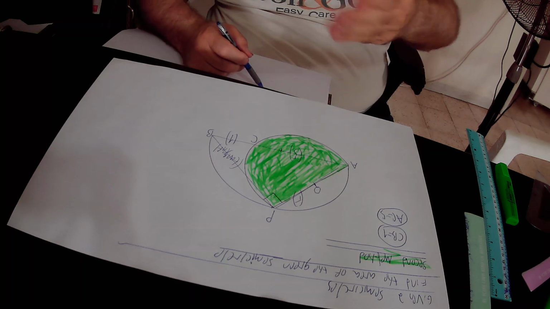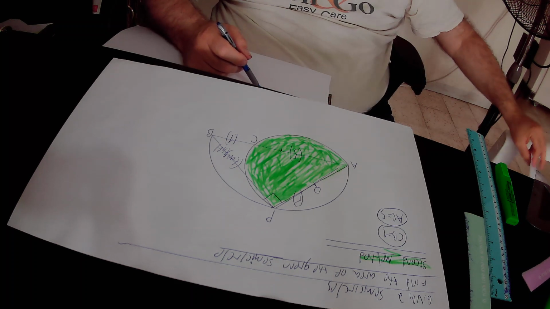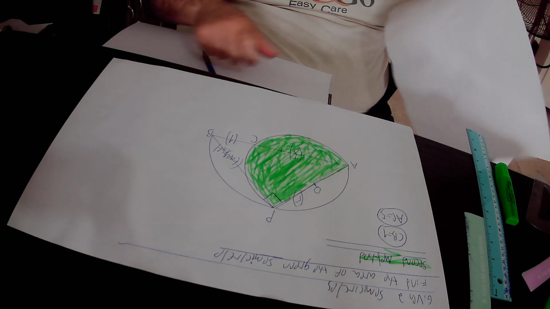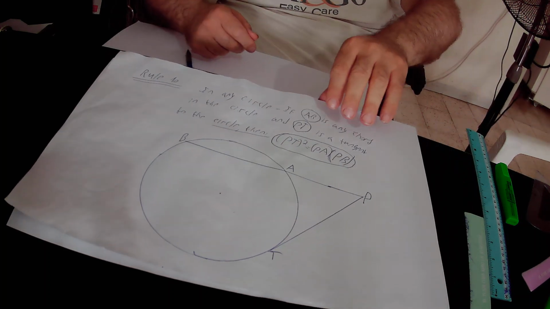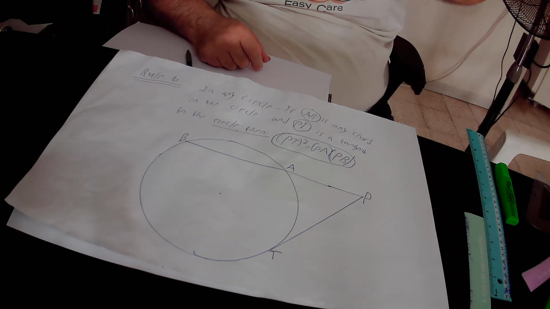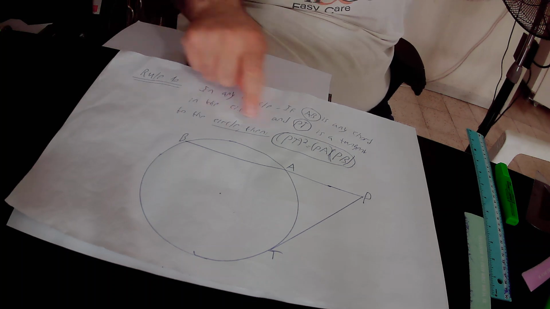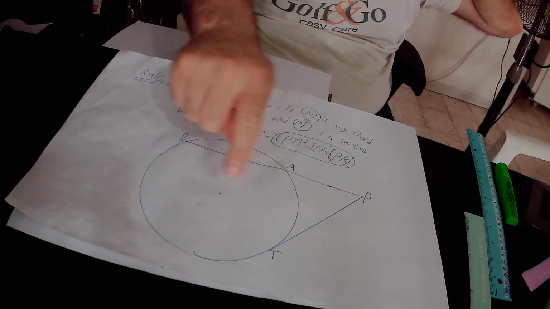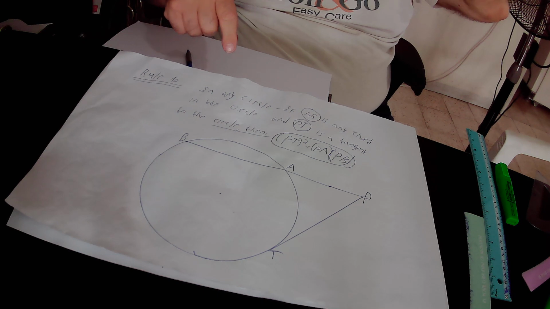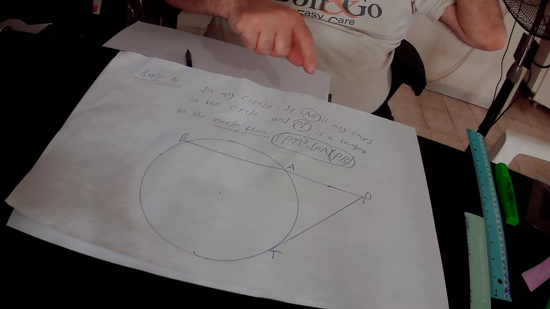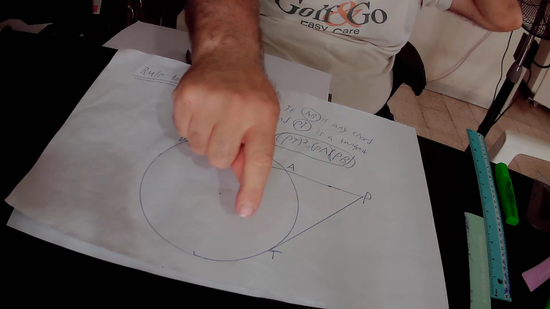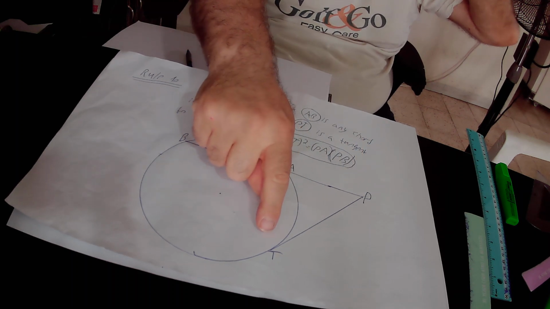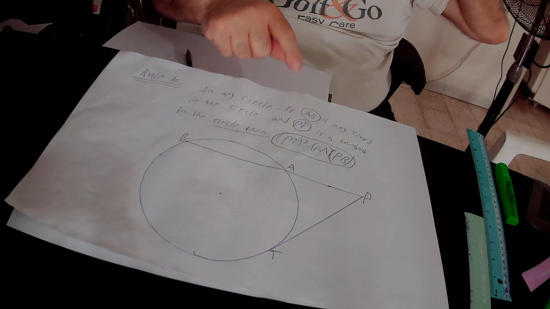Therefore, we can implement here rule 10. And please click on rule 10. According to rule 10, which is true in any circle, if AB is a chord of this circle, and PT is tangent to this circle at point T, point T is the point of tangency.